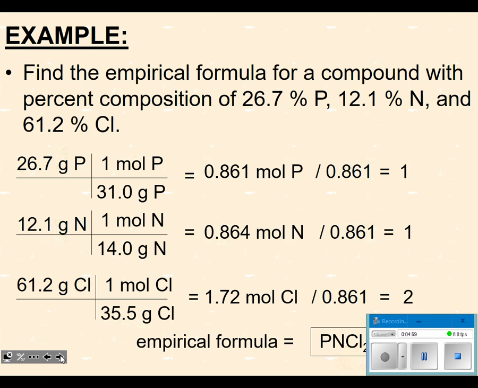So that 2 becomes the subscript for that compound. I'll write it because I don't want to move my little box, because then that messes things up most of the time. So it would be written like that. The subscript on the P would be 1, the subscript on the N would be 1, which we don't write, and then the subscript on the chlorine would be a 2.